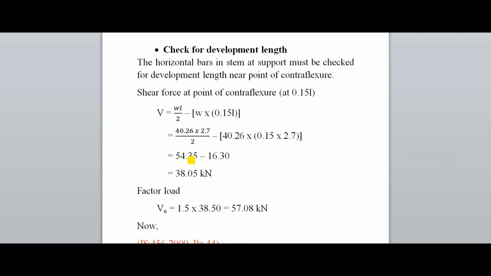Now we have to find out the check for the development length. The horizontal bar in the stem at the support must be checked for the development length near the point of contraflexure. The shear force at the point of contraflexure at 0.151. Right. So V is equal to W into 0.151. So V is 38.05 kilonewton.